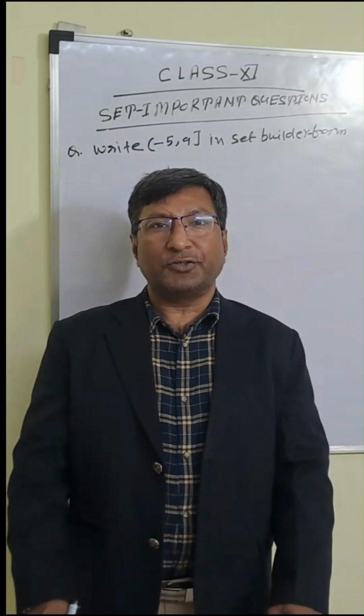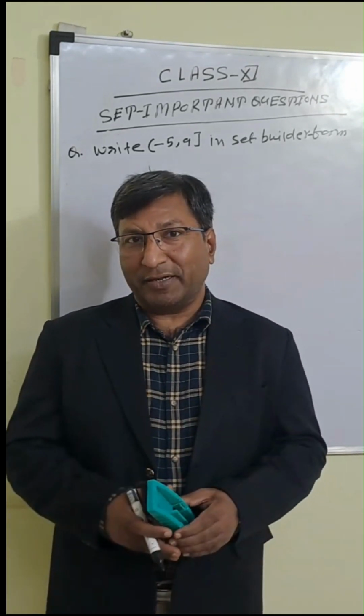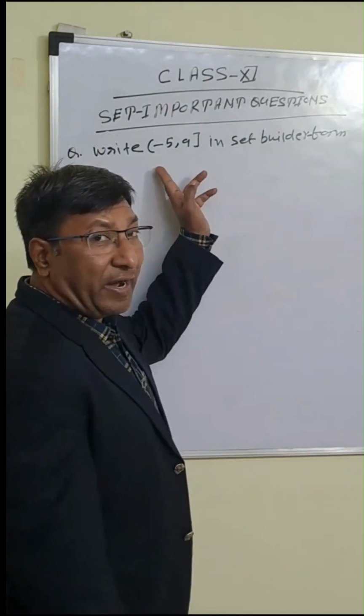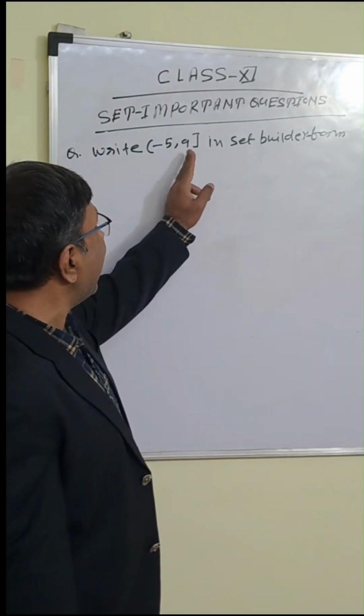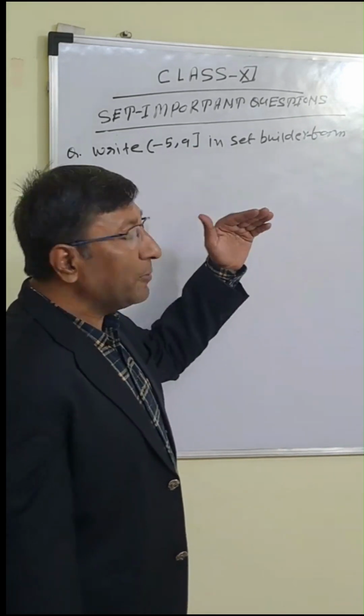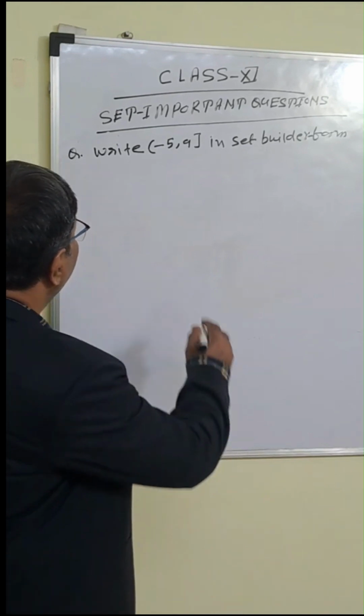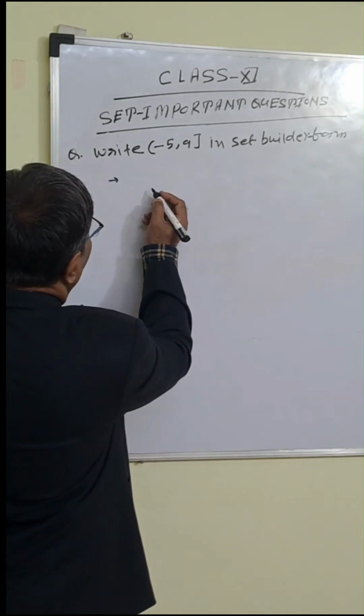Most important question of set, class 11th. Let us see the question. Question is what? Write (-5, 9] in the set builder form. So for this type of question, simple technique is what? See. So here answer will be what?